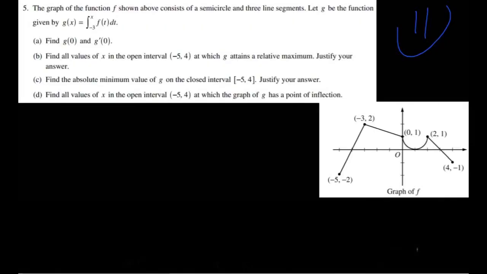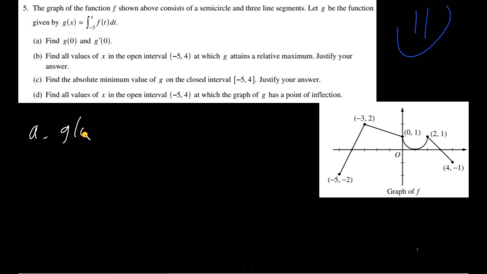For question 5, the graph of the function f, shown here, consists of a semicircle and 3 line segments. Let g be the function given by this here. In part A, we're asked to find g of 0 and g prime of 0. So what we'll do is just plug in 0 for x and see what happens.